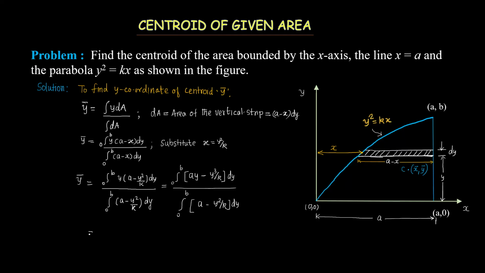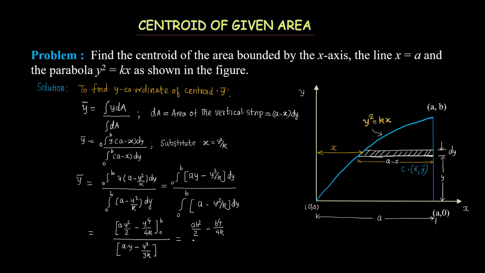When I integrate this, friends, the integration of ay is going to be a y square by 2. In the numerator I'm doing, integration of y cube will be y raised to 4 by 4k, limit is 0 to b. Divided by, now in the denominator, friends, integration of a is going to be a times y, minus y raised to 3 by 3k. So let us put the limit here. We'll see a into the upper limit b square by 2, so it is a b square over 2, minus b raised to 4 by 4k, so it is b raised to 4 divided by 4k.